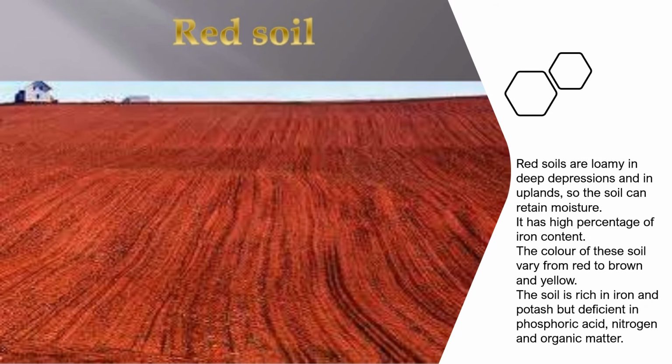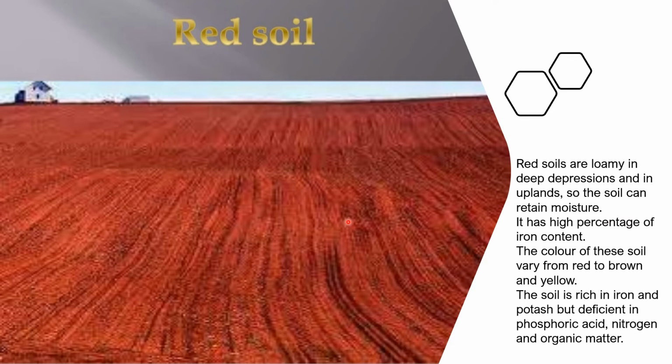Red soils are normally loamy in deep depressions and in uplands, so the soil can retain moisture. They consist of loose gravel, a highly coarse material. So in depressions, that is in lower areas, and in uplands, the soil has got loam. That is, it has got clay and water, so it is slightly loamy in nature.